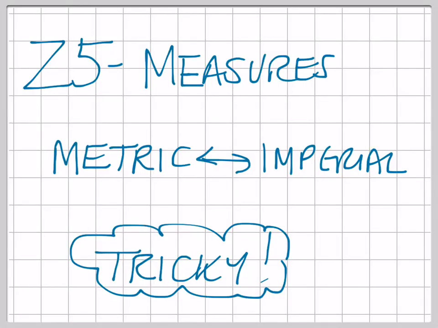Z5 measures: metric to imperial and back again. Boy, oh boy, this is tricky. You will get questions about this in the 11 plus. They're very rare, but you need to know the basic conversions between them.